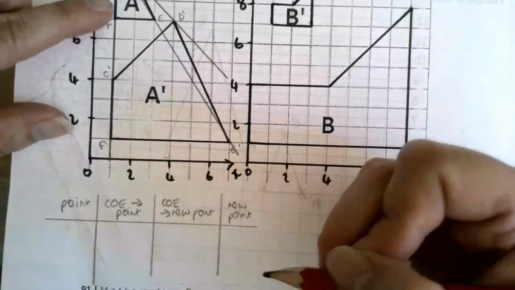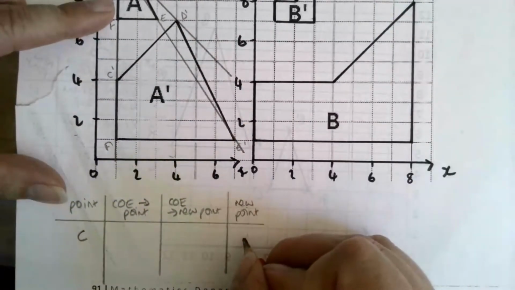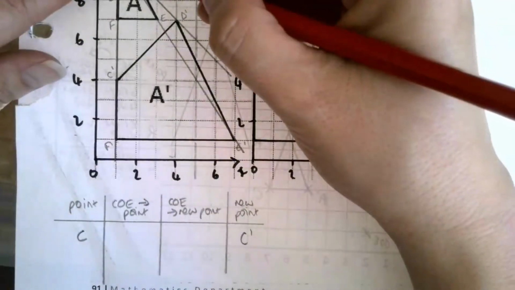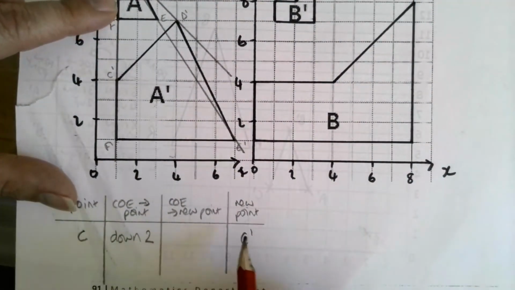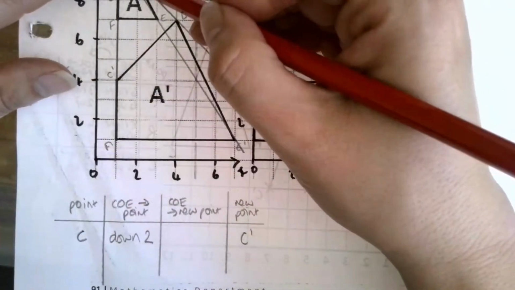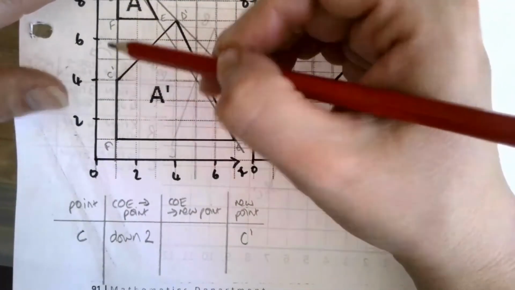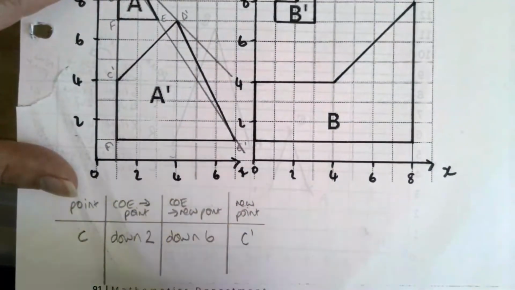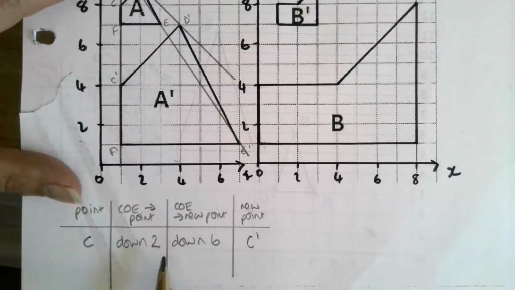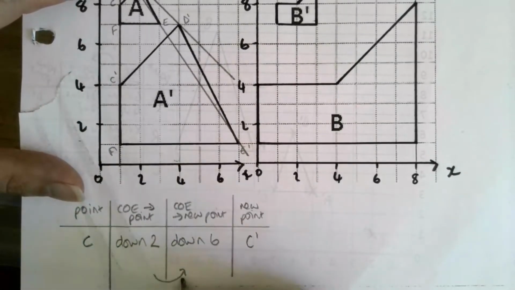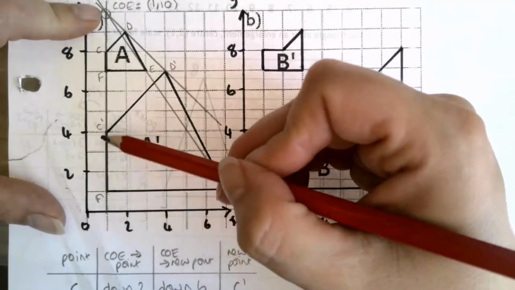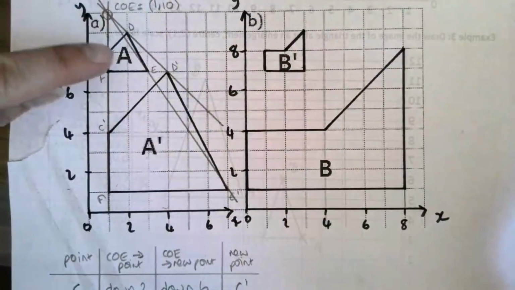So let's just take the point C for example. The new point would be C dash, and from the centre of enlargement to the point, this had gone down 2. From the centre of enlargement to the new point, so to C dash, from here to here, it's gone down 1, 2, 3, 4, 5, 6. So what we can do is look at these numbers and see, well, what has this been multiplied by to give me this? And it's 3. So that means the scale factor must be 3, which means that the length of all the sides in this shape are 3 times the length of the sides in the original one.